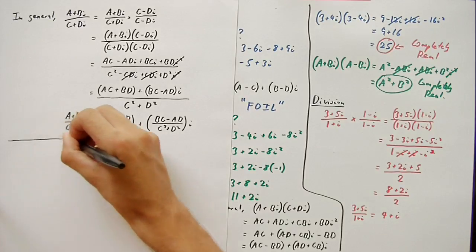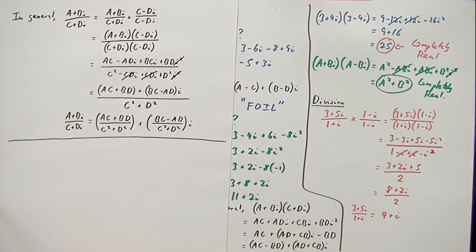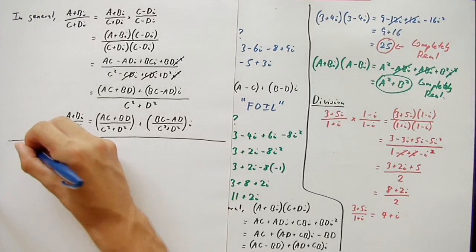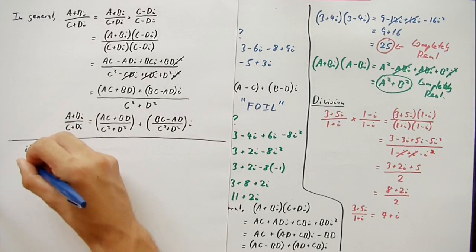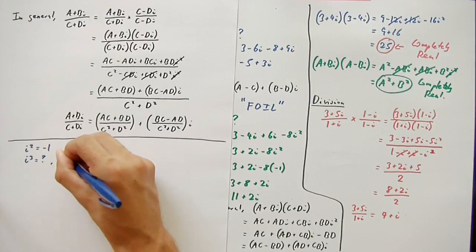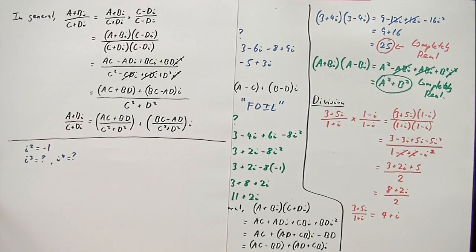So granted, it's not very pretty, but at least we know that using this method, it's going to work every time. The last thing to look at in this video is what happens when you raise the number i to a power. So for example, we already know that i squared equals minus 1, but what about i cubed and i to the power of 4, and so on? Well, there's a little trick you can use for these.